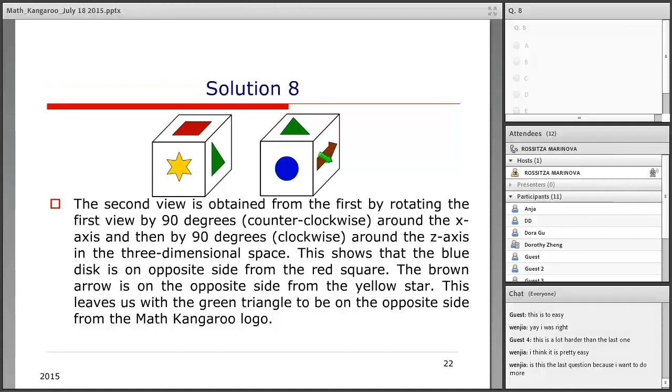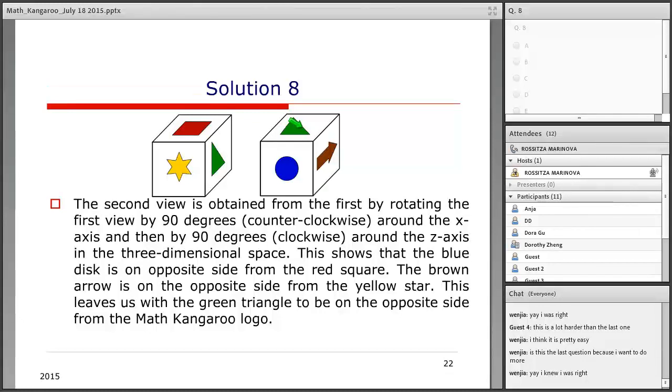And the brown arrow will be on the opposite side of your star. So when you rotate this over here on this side, the star will be going on the opposite side of your arrow. So this leaves us with the green triangle to be on the opposite side from the Math Kangaroo logo. And I know that for me to explain without the figure in my hand and you not being able to see the 3D figure of rotation, it's a little bit challenging.